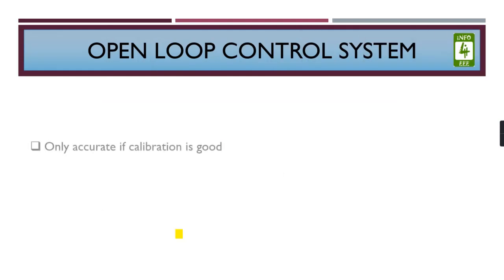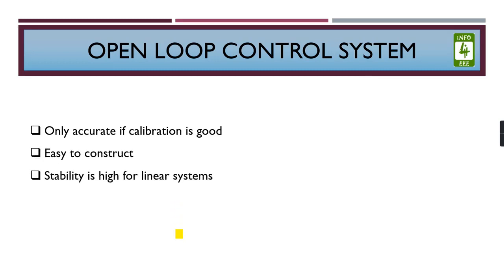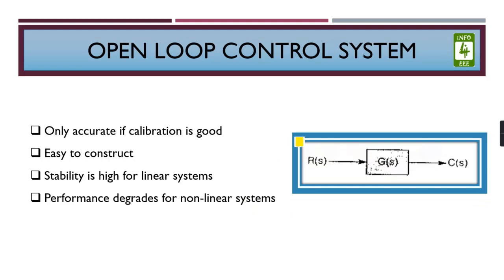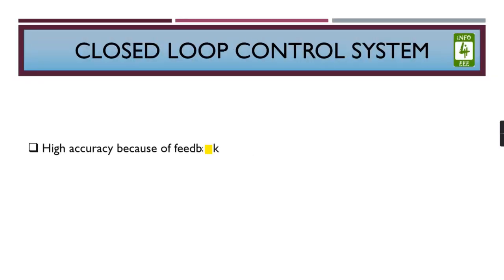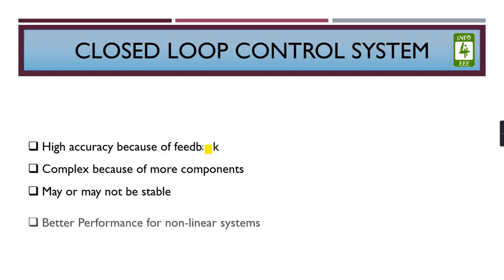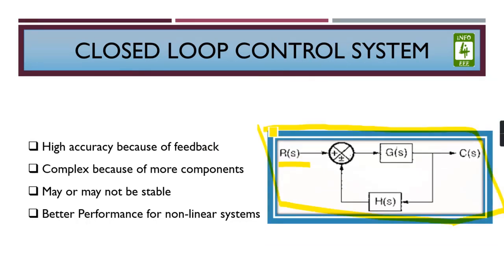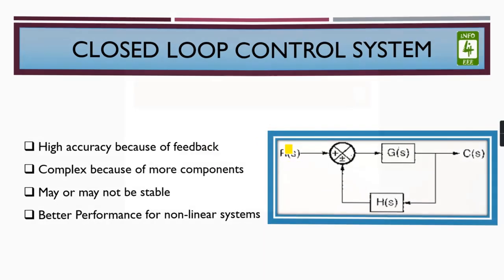Now, what is an open loop control system? It is only accurate if calibration is good, it is easy to construct, and stability is high for a linear system. Also, the performance degrades for a non-linear system. So here is the pictorial representation of the open loop control system. Now coming to the closed loop control system, accuracy is high because of feedback. Obviously it is complex because of more components, and it may or may not be stable. But the performance is better for non-linear systems. Here is the pictorial representation of the closed loop control system.